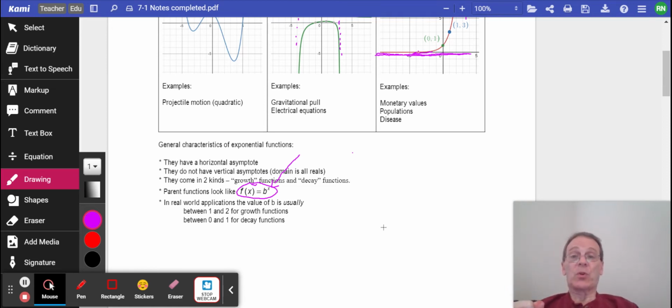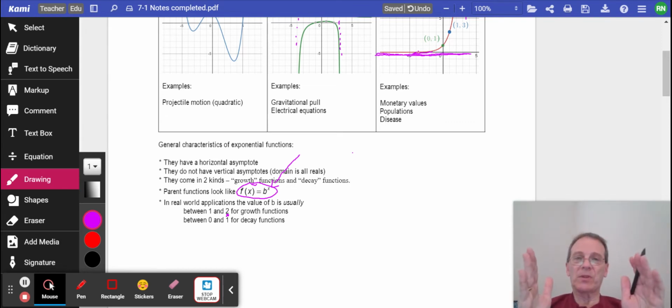Generally, in real world applications, that value of b is usually between 1 and 2 for things that are growing, and it's between 0 and 1 for things that are decreasing, whether it's monetary value decreasing or a population level decreasing. Now, I say usually because the b value can be larger than 2. It can be as large as we want it to be, 3, 4, 100, a billion. But again, in the real world, usually somewhere between 1 and 2.